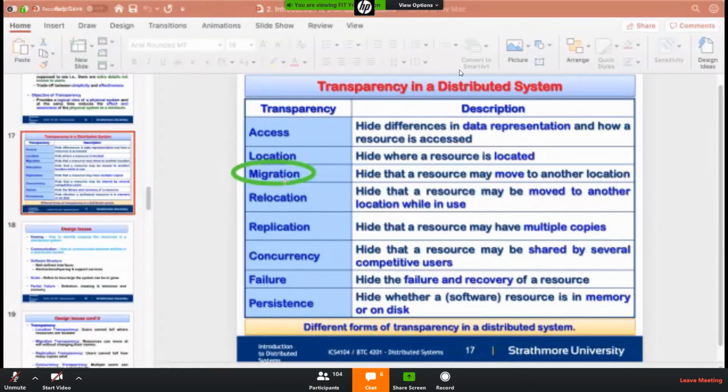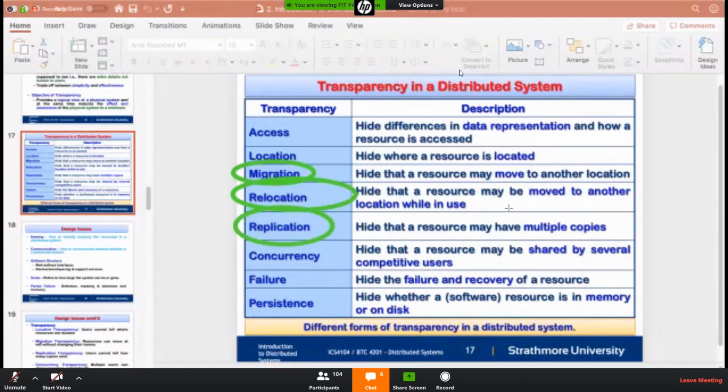Then we have relocation. A server may be moved to another location while in use. Supposing you set up, now laptops are very powerful these days, and even phones. Supposing I set up my laptop as a server, okay? And maybe let's assume even right now, I have a mobile modem, and I start moving. I will still continue with this discussion, and you will not even know that I am moving. But physically, I have moved from where I am to a different location. I might be using a different mast of Safaricom to be able to access that information. So relocation simply says a resource may move to another location while in use.